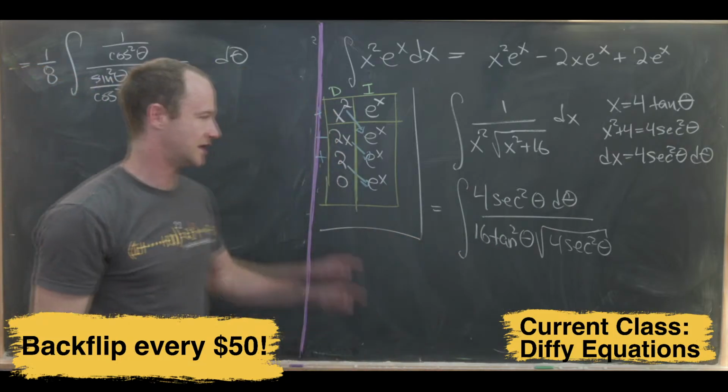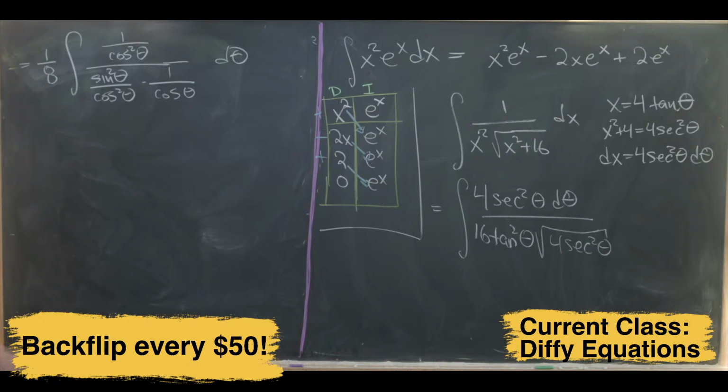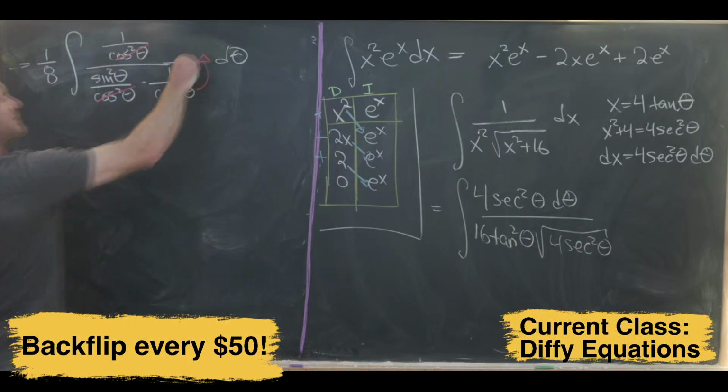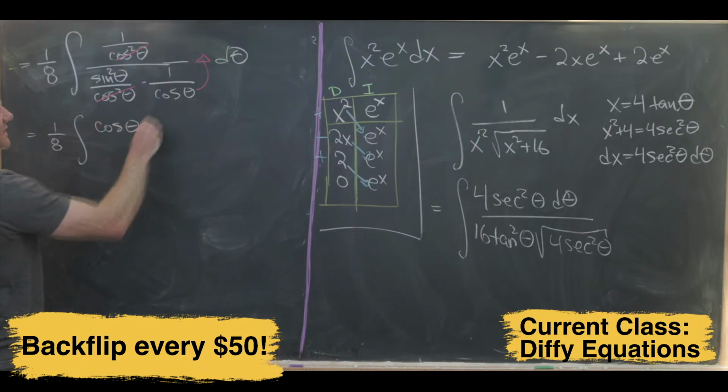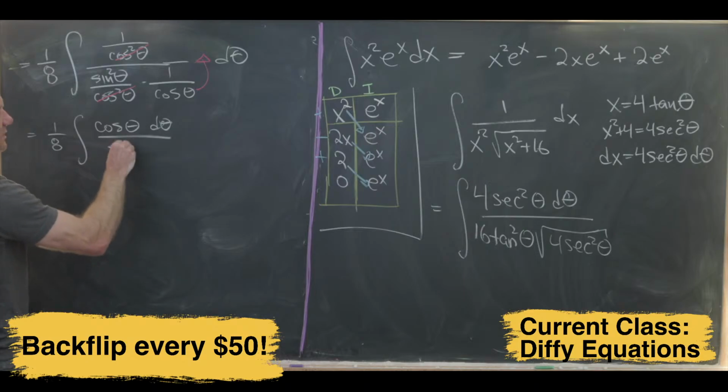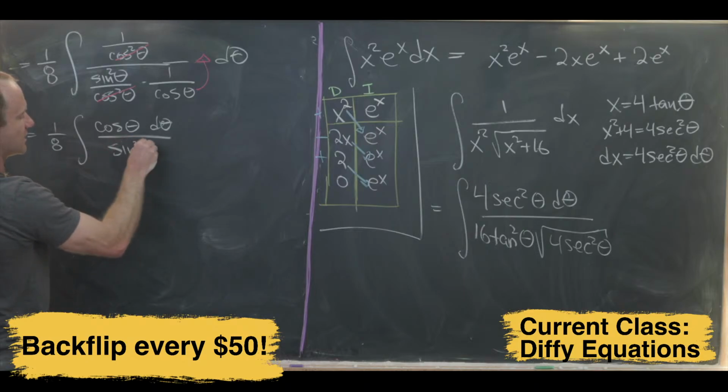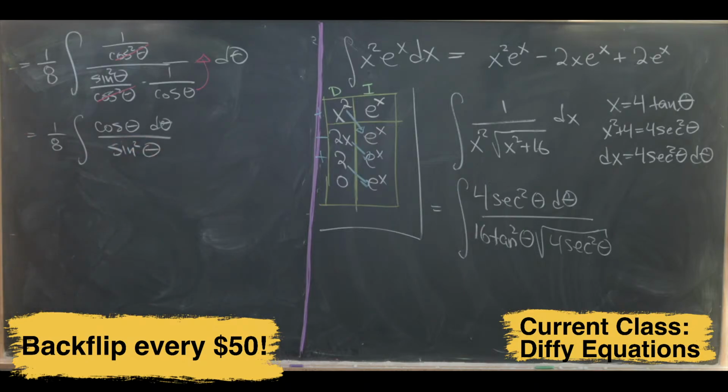Tangent is sine over cosine. Secant is 1 over cosine. So this cancels this. This flips up, and we're left with 1 over 8 times the integral of cos theta d theta over sine squared theta. We're left with something like that.